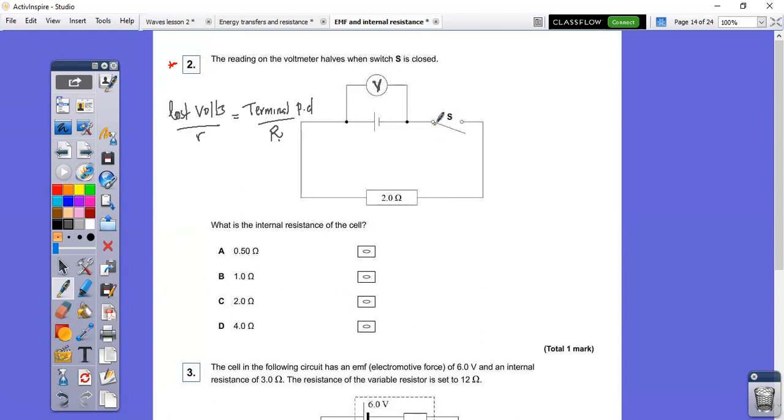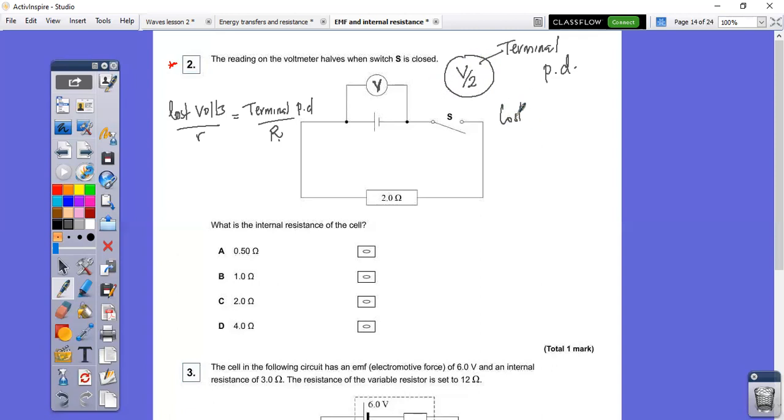Then you close it. What will now be the reading on the voltmeter? V over 2. This V over 2, the reading on the voltmeter, is the terminal PD. So if this is the terminal PD, what are my lost volts? How many volts did I lose if I started off with V? Because V here is now representing the EMF, because the switch is open. So how many volts have I lost if my terminal PD is V over 2? Half of your volts. Exactly, thank you.